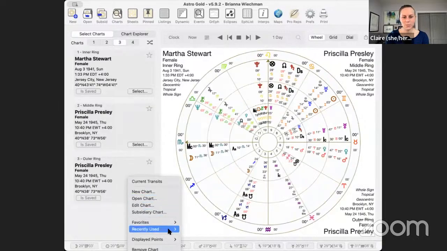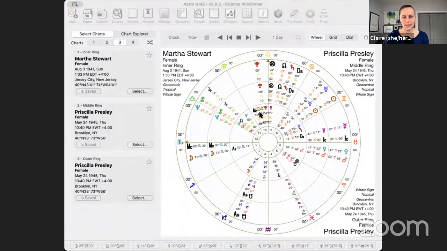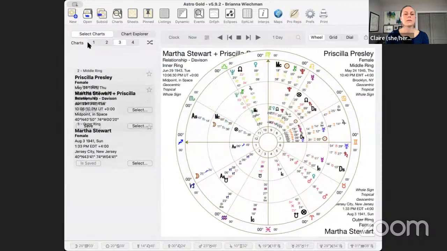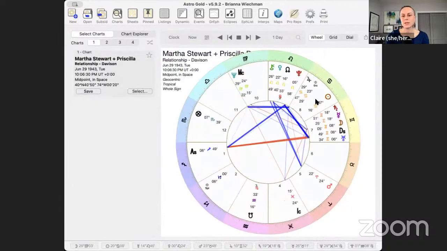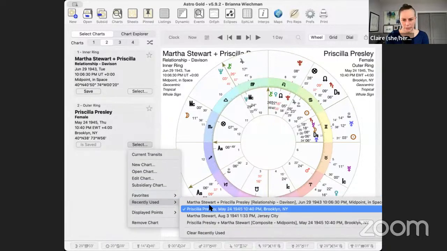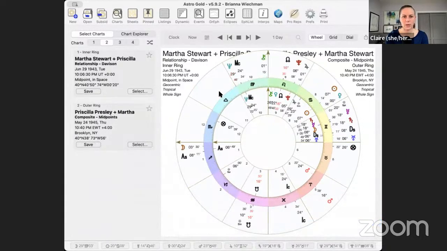But yeah, I tend more toward the Davison. So let's look at that. And so now here's the Davison chart between these two. So quite a bit different. So if I just bring up the composite and the Davison, and we can kind of see the difference between the two. I mean, there's clearly differences. Some similarities, but not quite the same.